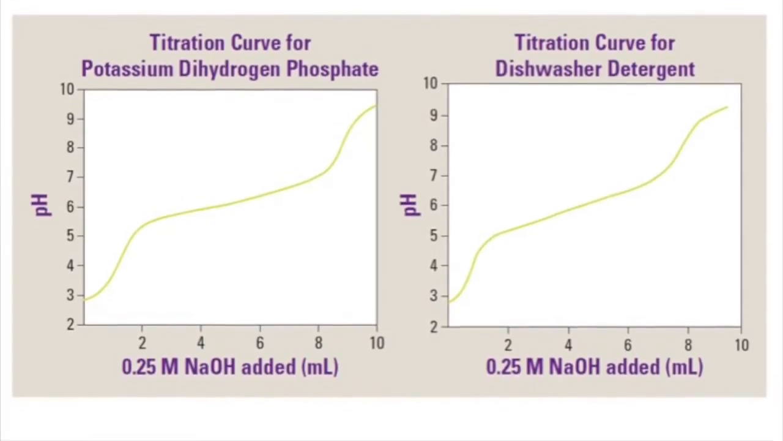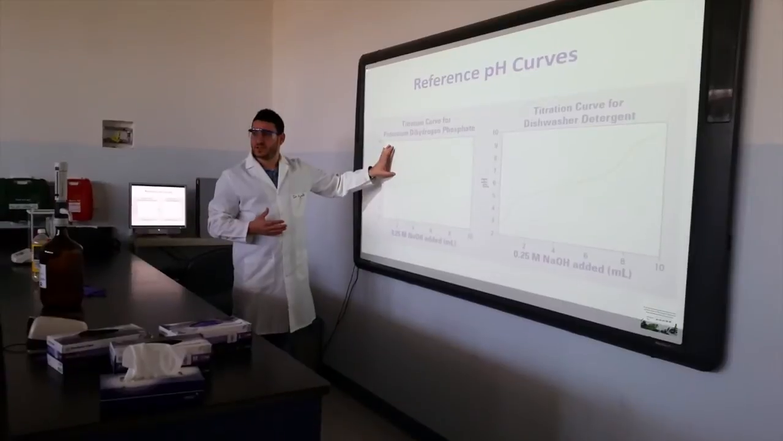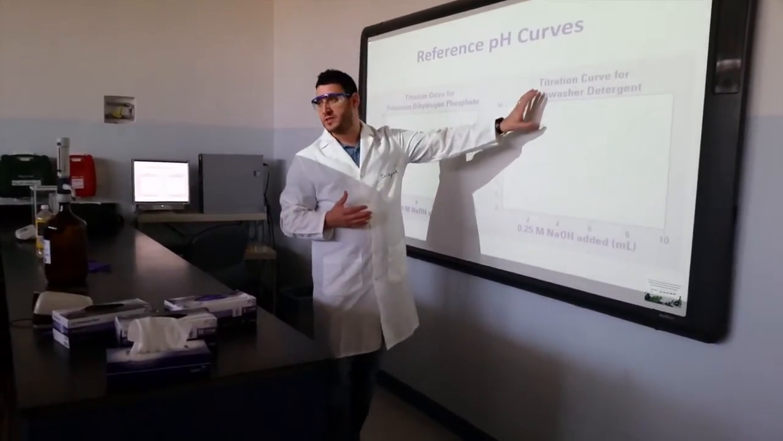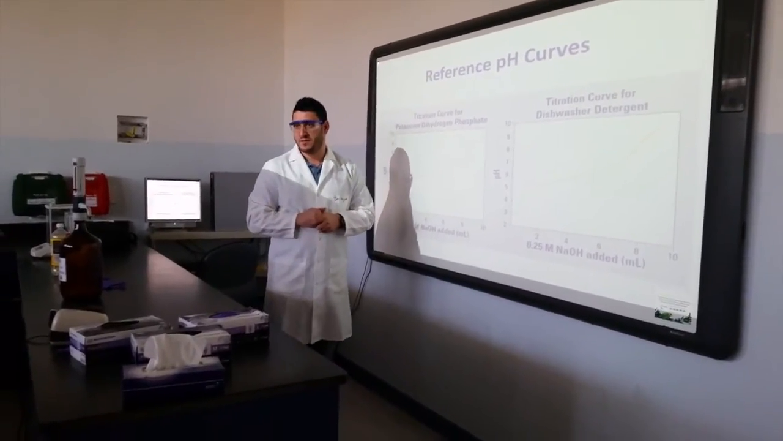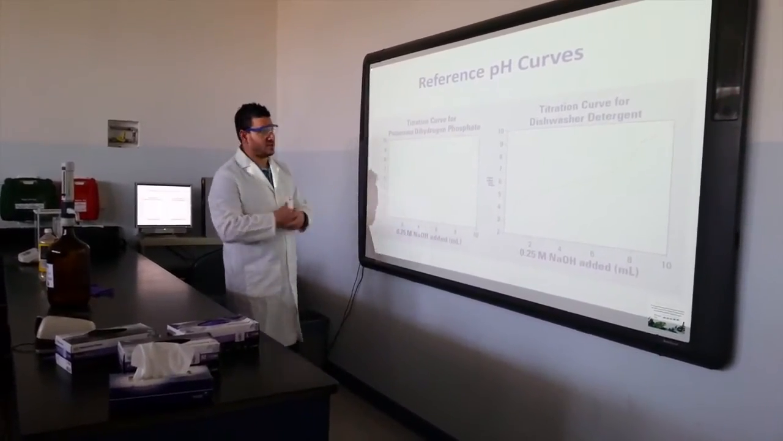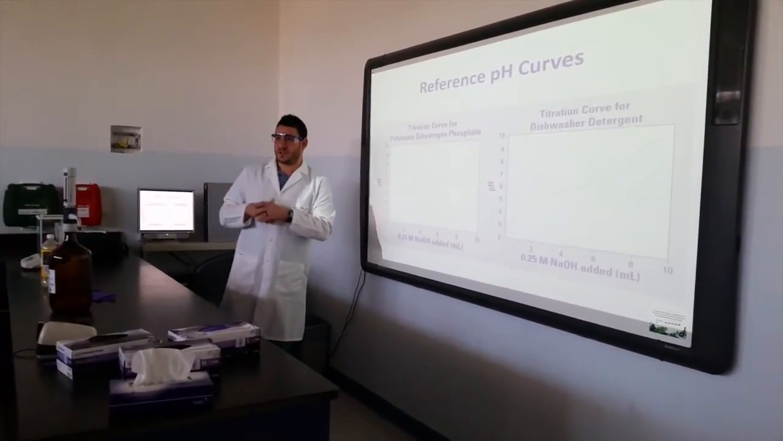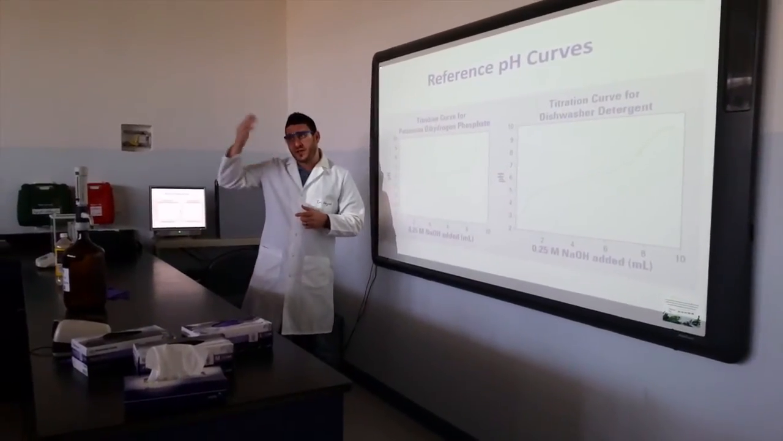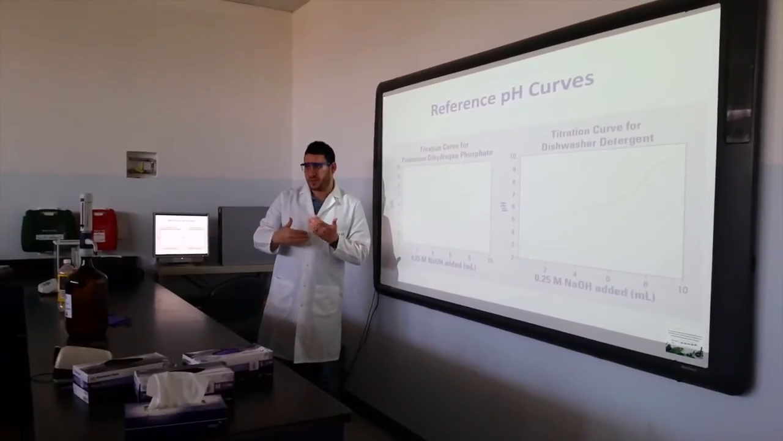As you can see in here, this is a curve of sodium dihydrogen phosphate, and this is a titration curve of a dishwasher detergent that contains sodium dihydrogen phosphate. And you can see the results are pretty much the same. So if you do a titration of citric acid later on, you can compare your curve to the curve of citric acid and see. Okay?